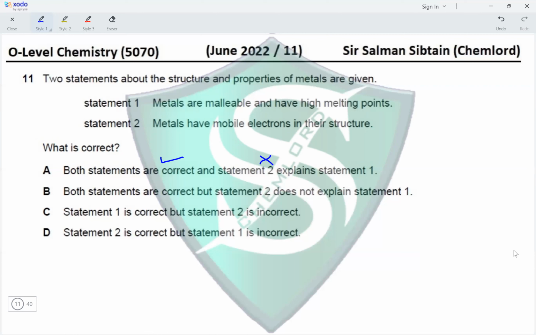B, both statements are correct, but statement 2 does not explain statement 1. Yes, statement 2 is an individual statement. C, statement 1 is correct, but statement 2 is incorrect. Wrong. Statement 2 is also correct. Statement 2 is correct, yes, but statement 1 is incorrect. Wrong. Statement 1 is also correct. So, the correct option for this question is option B.